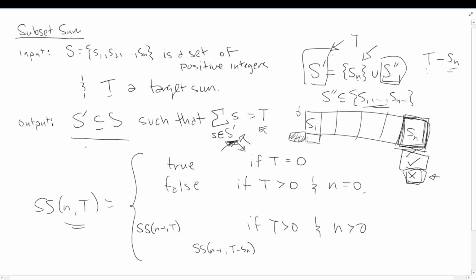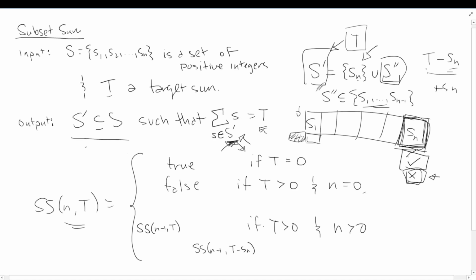We could add Sn in. So that other subset was this, what we were calling S double prime. We'll add Sn in, union these two sets together to give us S prime, and then S prime should add up to T, right? This plus Sn, cancel, cancel, gives us T.